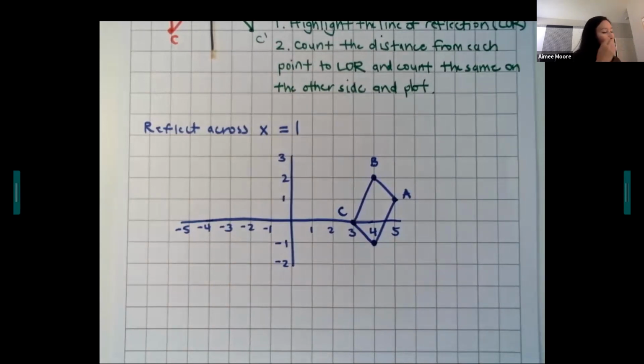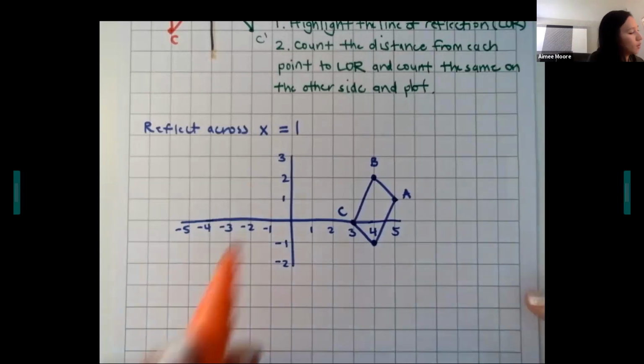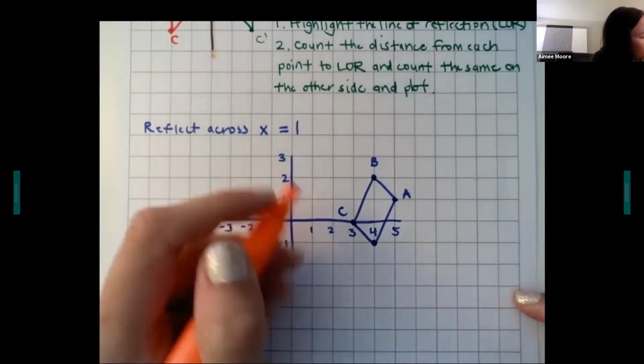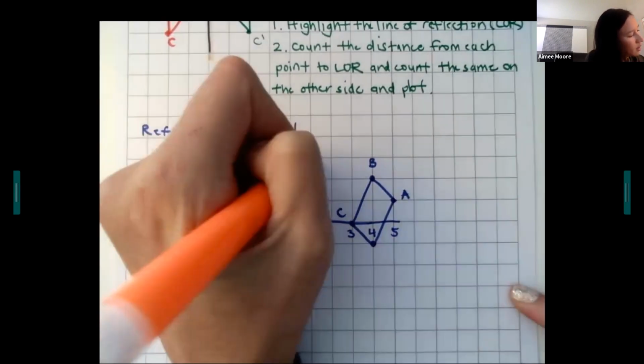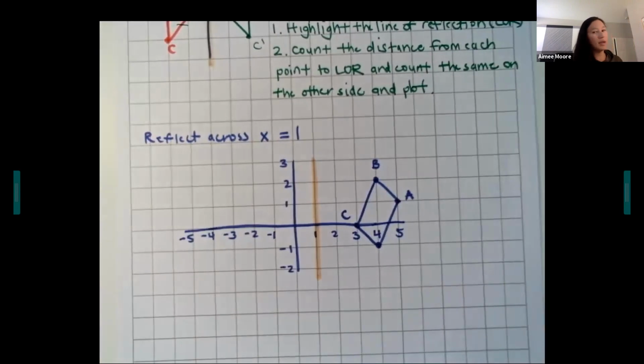So x equals 1. Remember, that's going to be a vertical line. So we go where x equals 1, and all of these points are where x equals 1. So there's our line of reflection.